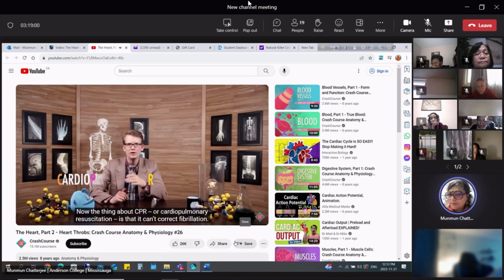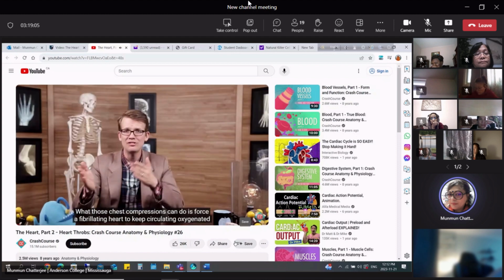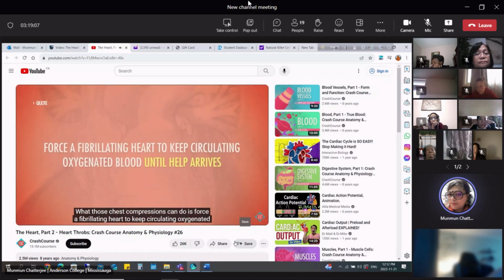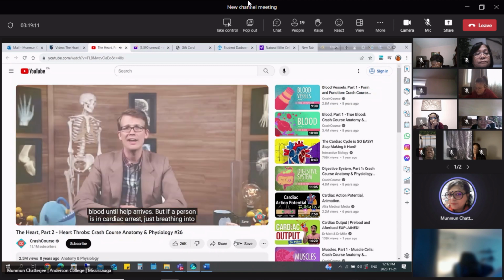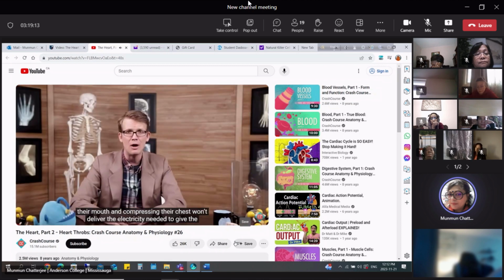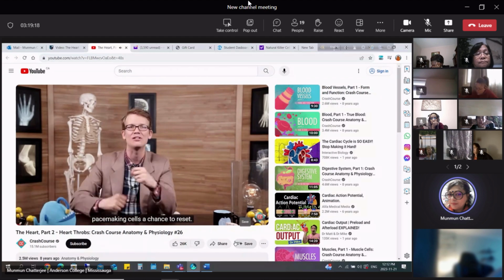Now, the thing about CPR, or cardiopulmonary resuscitation, is that it can't correct fibrillation. What those chest compressions can do is force a fibrillating heart to keep circulating oxygenated blood until help arrives. But if a person is in cardiac arrest, just breathing into their mouth and compressing their chest won't deliver the electricity needed to give the pacemaking cells a chance to reset.